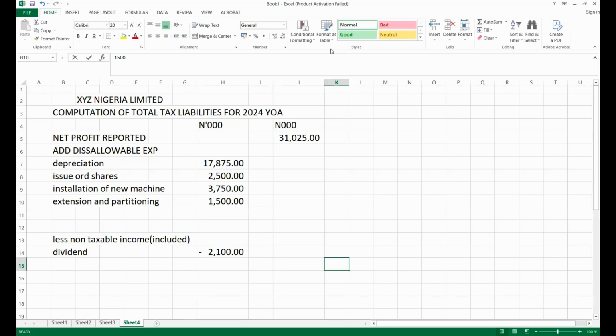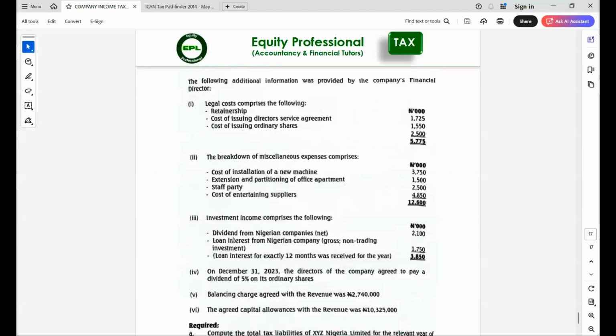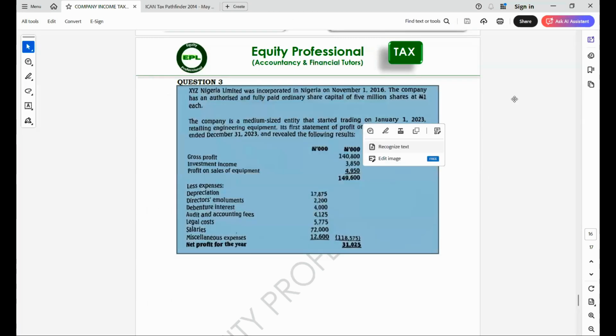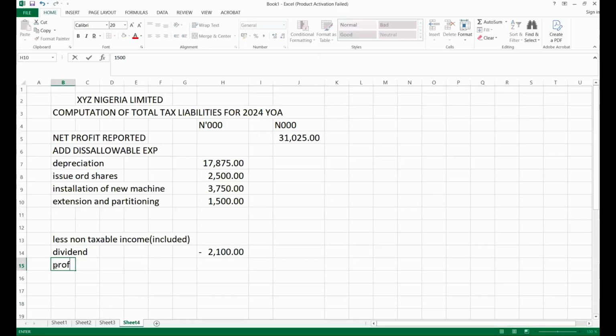We have loan interest from Nigeria company, gross, non-trading interest. Any form of interest is a taxable income. So that is not a frank investment income. Also, from this account, after the gross profit, we have investment income. We have profit on sale of equipment. This is a non-taxable income that has been included. 4,950, profit on sale of investment is also a non-taxable income. Those are the non-taxable income that are available from the question.